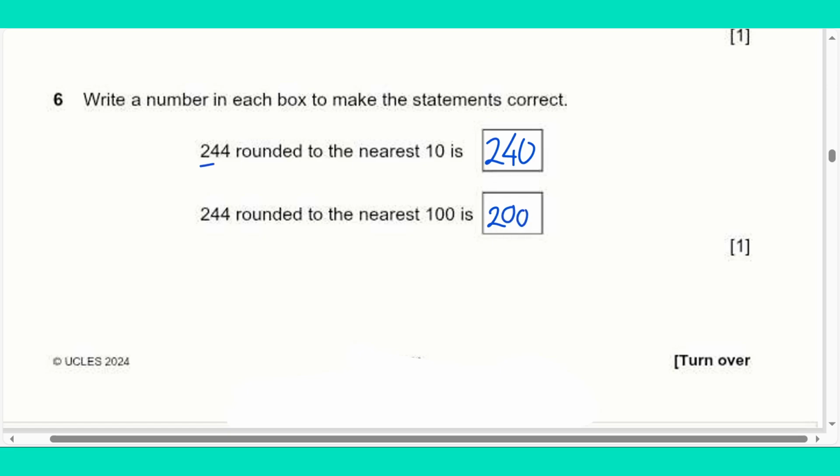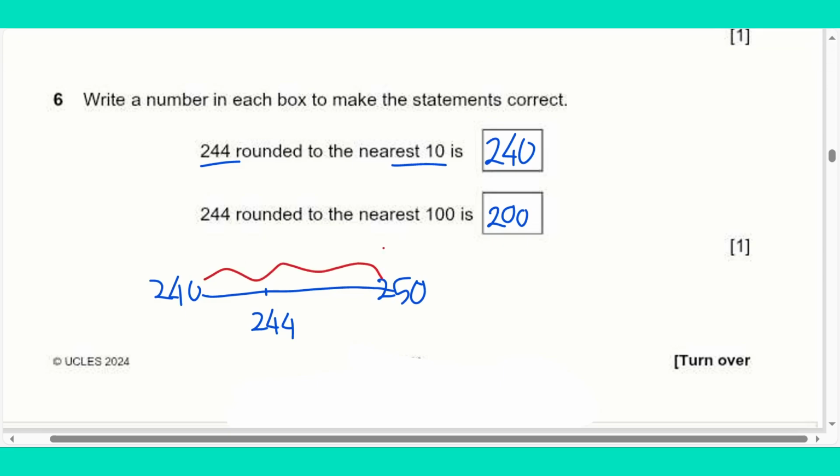How does it work? So 244 rounded to the nearest 10. So this is 244. It's between 240 and 250. That is nearest 10. So now we see 244 is less than half of this. So halfway between 240 and 250 is 245. When it's less than halfway, we have to round it off to 240.